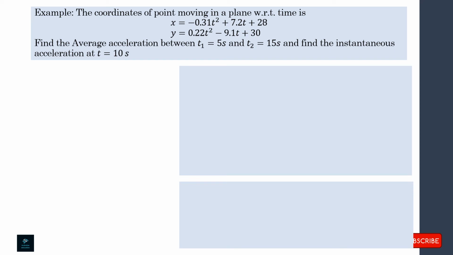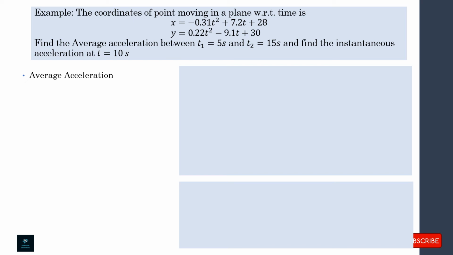Now let us go back to the previous example where we have determined the position and displacement of an object moving in a plane with respect to time at t1 equal to 5 seconds and t2 equal to 15 seconds. Then we have determined its average velocity and instantaneous velocity. Now we will determine the average acceleration between t1 equal to 5 seconds and t2 equal to 15 seconds, and then we will find instantaneous acceleration at t equal to 10 seconds. First we will find the average acceleration.